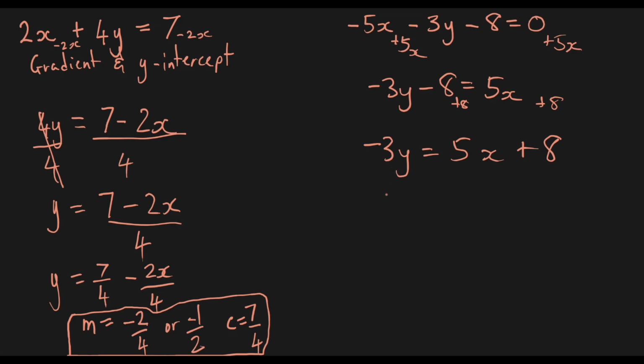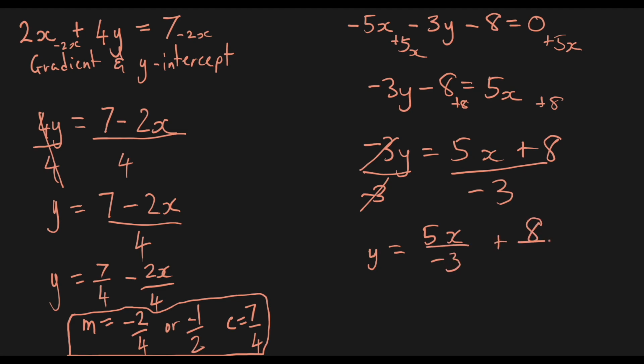So in this case, we have to divide both sides by negative 3. Not just 3, but negative 3. When we do that, we have y is equal to 5x over negative 3 plus 8 over negative 3. Therefore, our gradient is the value next to the x. This whole thing is like a number. So we could say m, or the gradient, is equal to 5 over negative 3. And then we can say c is equal to 8 over negative 3. So our y-intercept is 8 over negative 3, and our gradient is 5 over negative 3. Does that make sense? Nice.